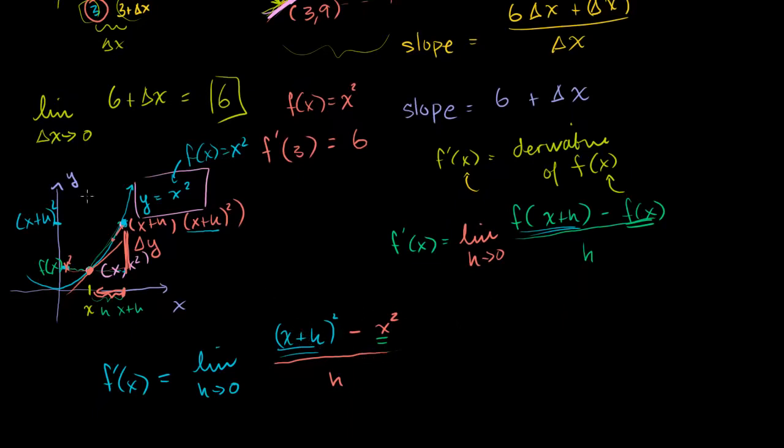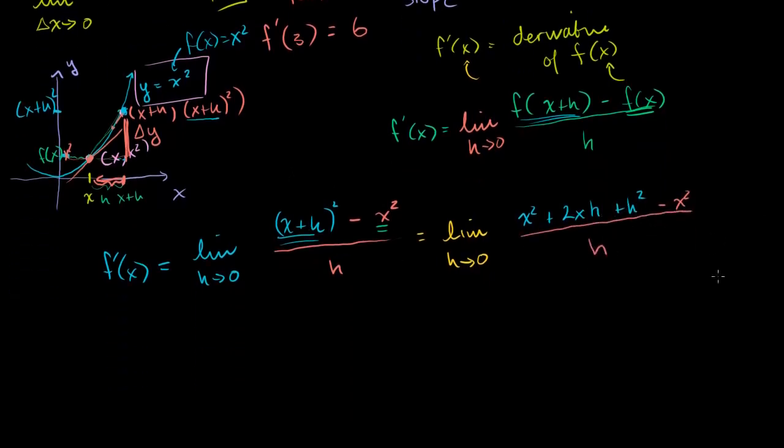So let's see if we can evaluate this limit. This is going to be equal to the limit as h approaches 0. Let me write a little neater than that. To square this out, I'll do it in the same color. That's x squared plus 2xh plus h squared. And then we have this minus x squared over here. I just multiplied this guy out. And then all of that is divided by h.